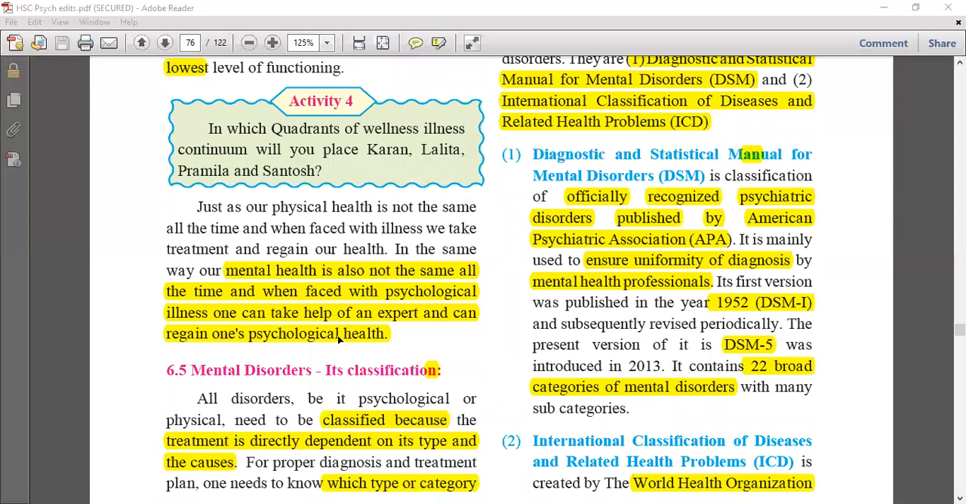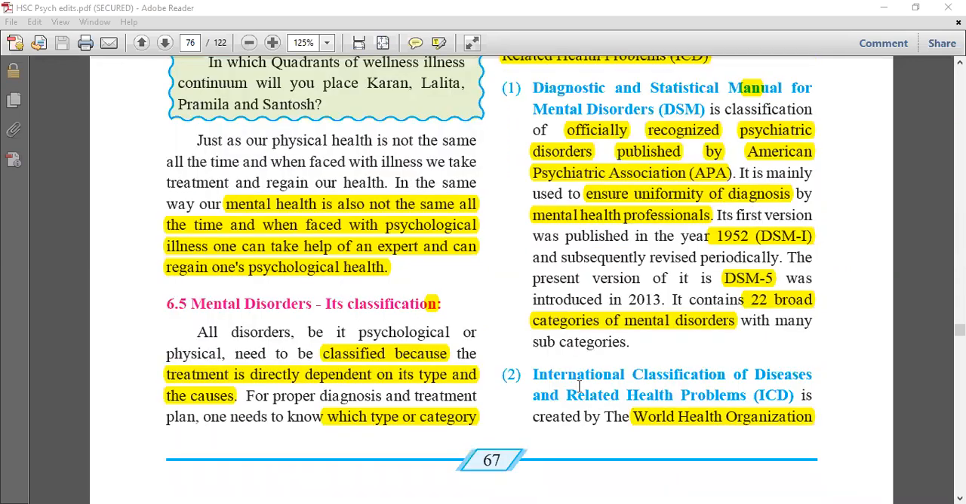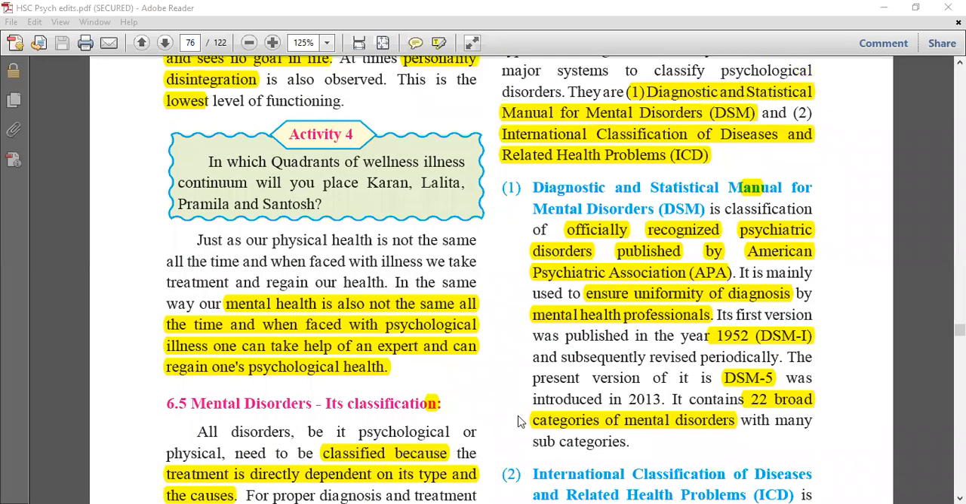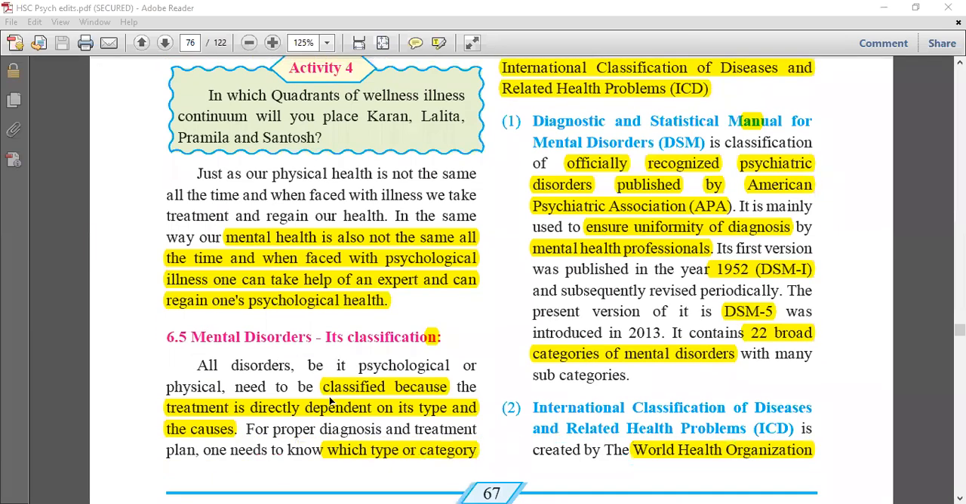Mental health is also not the same at all times. So it's not that you're mentally healthy forever. It can change. When faced with psychological illness, one can take help of an expert and can definitely regain one's psychological health. It's just like when you're sick and you go to a doctor because you're not feeling well. In the same way, in case of mental health, you can go to a psychologist and you can absolutely be okay.